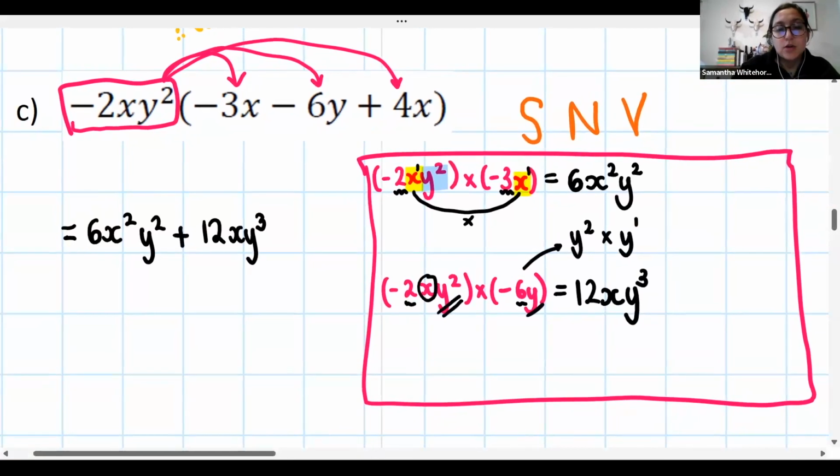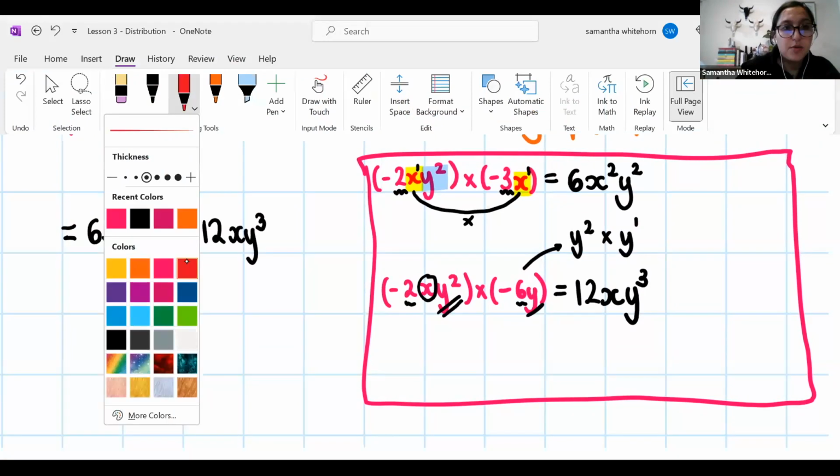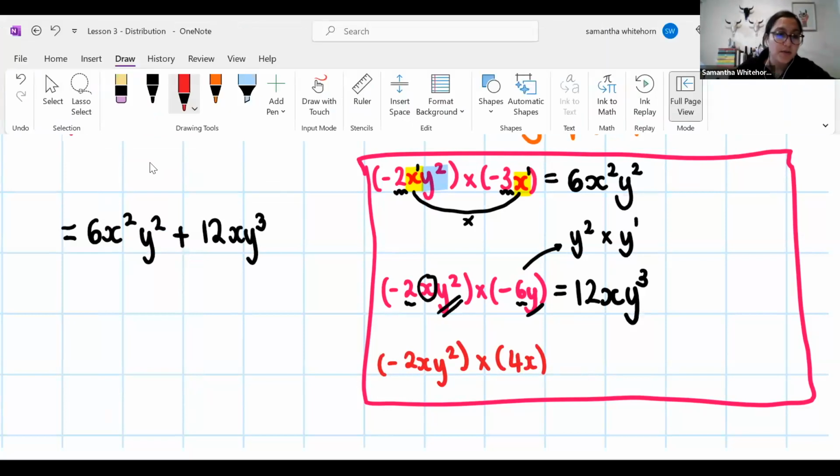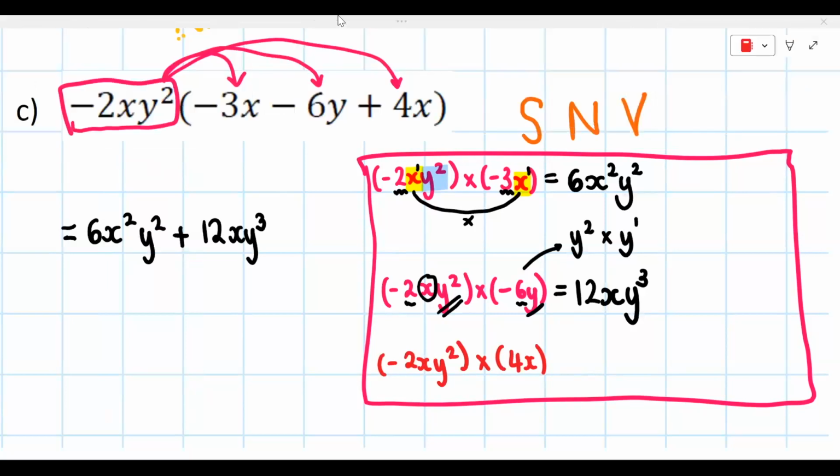Right, so guys, what I want you to try for me is this third product. My third product is negative 2xy squared times positive 4x. So I want you to try and get that product for me. I need to get my laptop charger. So while you're doing that, I'm going to run and grab it, but I want that product from you guys.